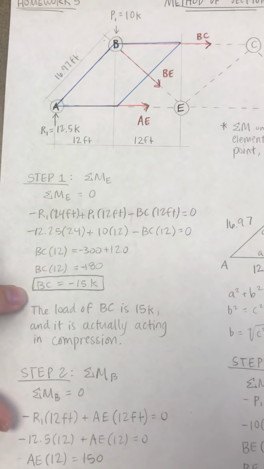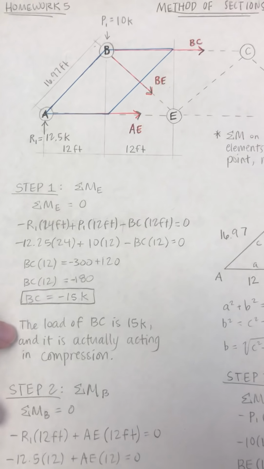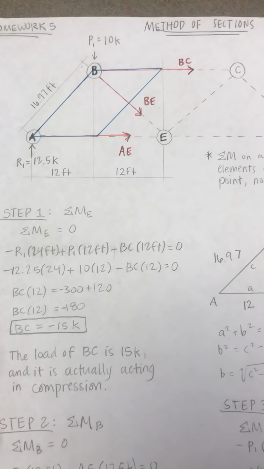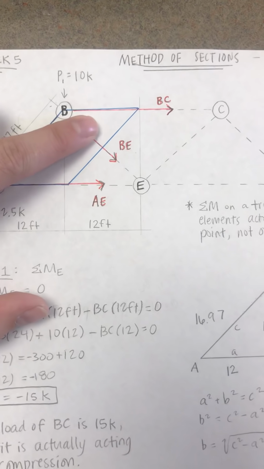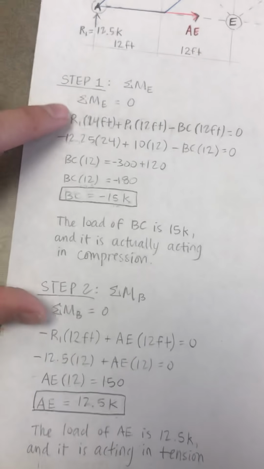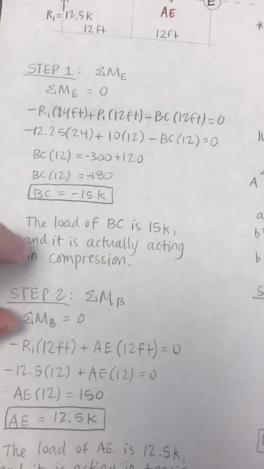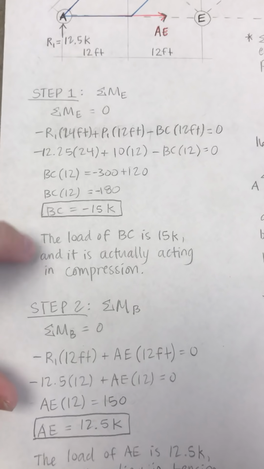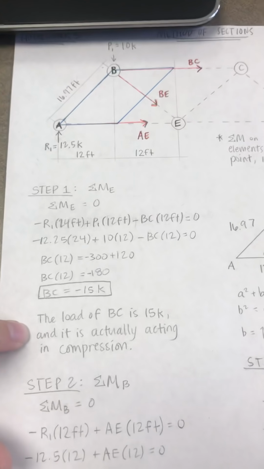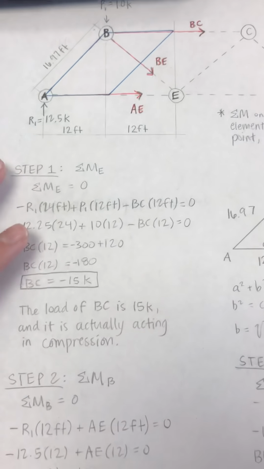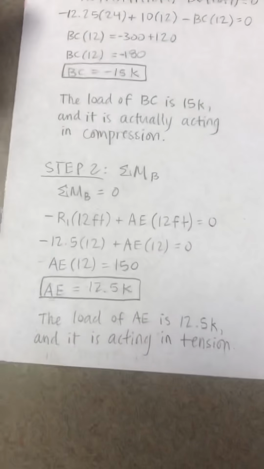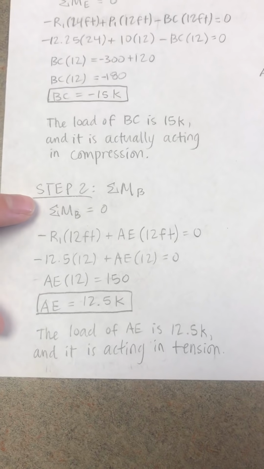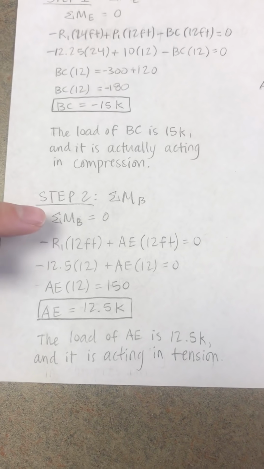And as we know from before, that means that our assumption of the direction is incorrect. So in this drawing, BC is assumed to be in tension, but since it's a negative, we know that it's actually acting in compression. And it's important that you write this out so we understand that you know whether it's in tension or compression. So step 2 now is to do the sum of the moment about B.